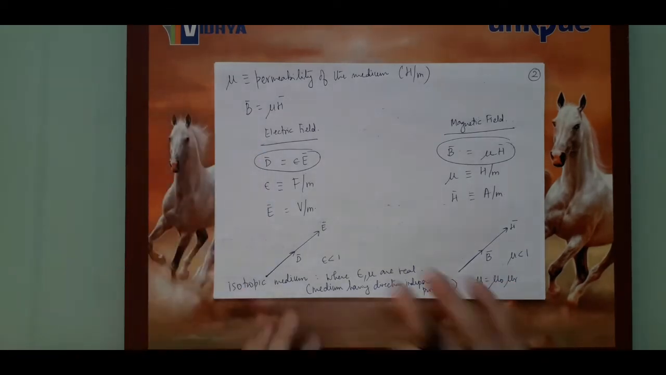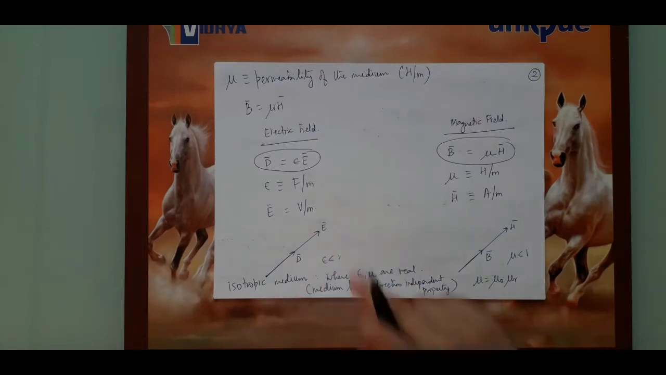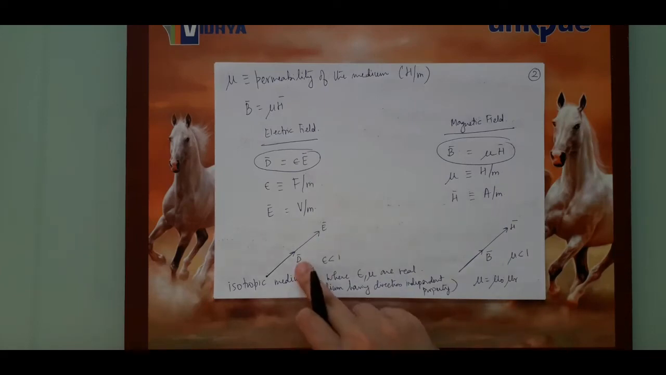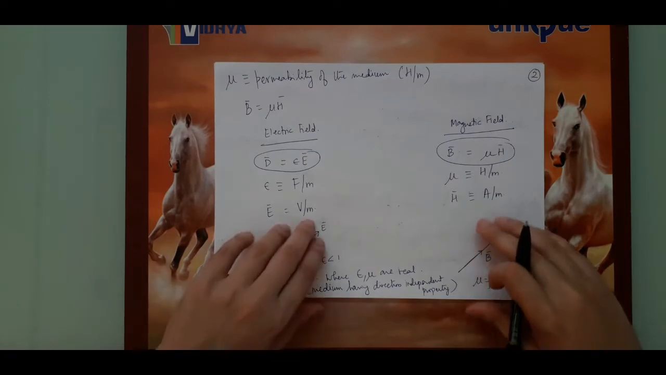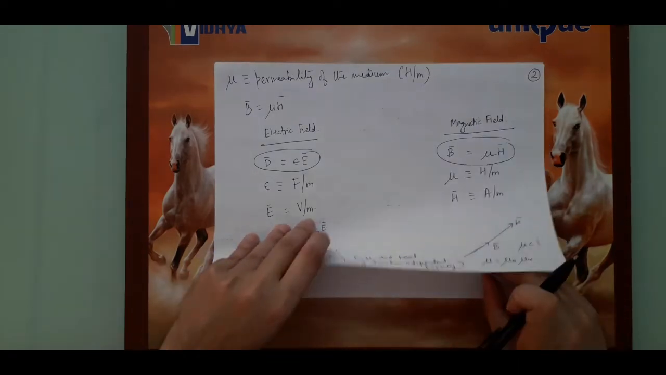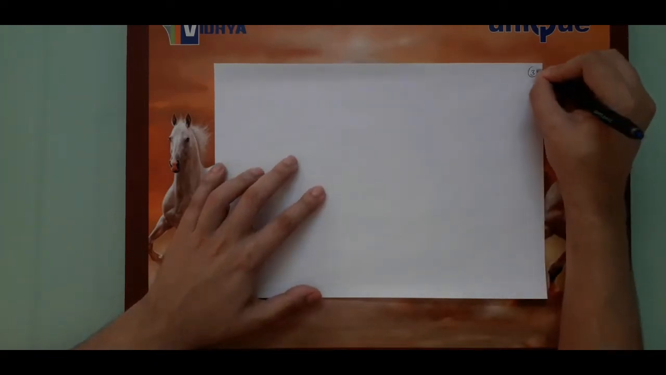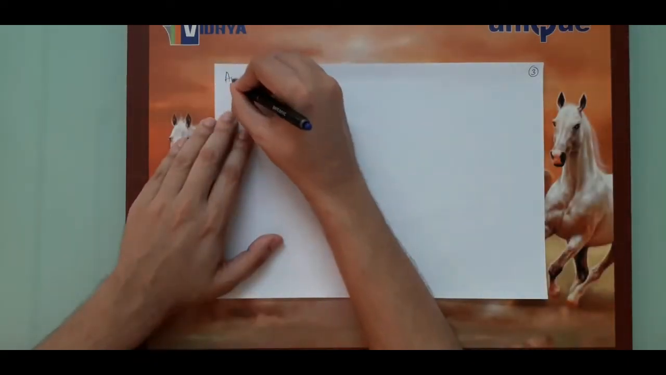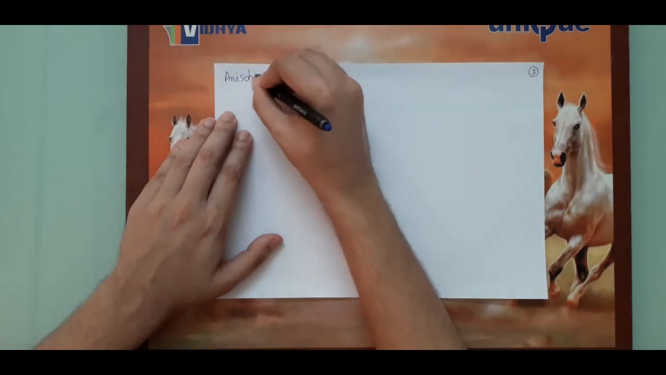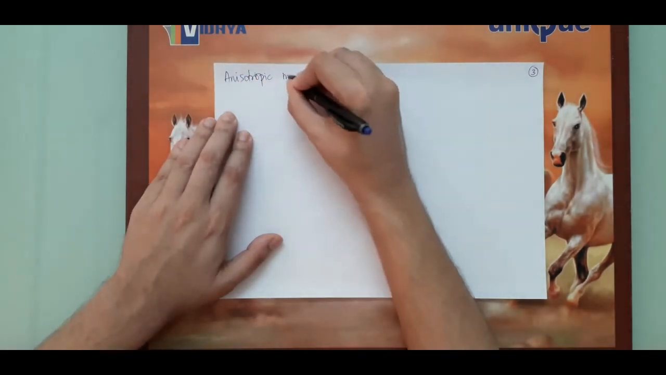That means the direction of the flux is governed by the direction of the field. Likewise, the direction of the displacement density is governed by the direction of the field. The medium plays no role in the direction. So the medium is direction independent. However, there are media which are direction dependent, and those are called anisotropic medium.